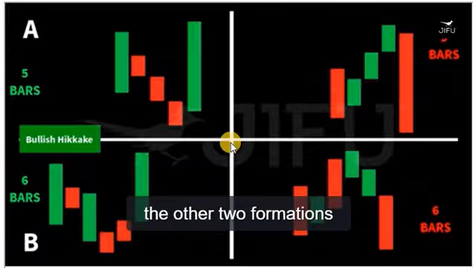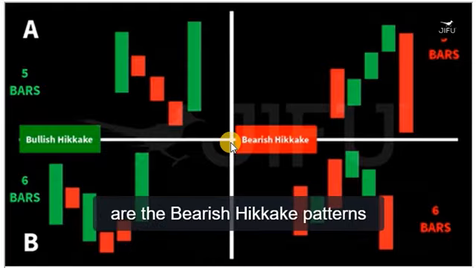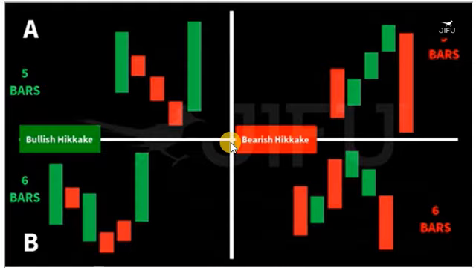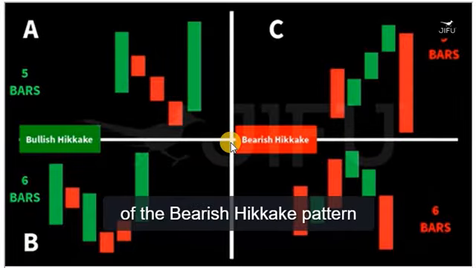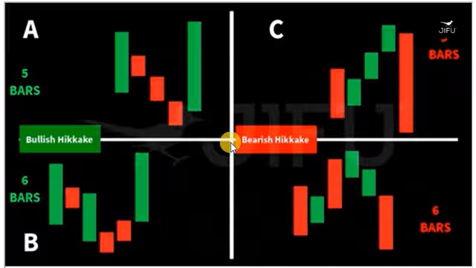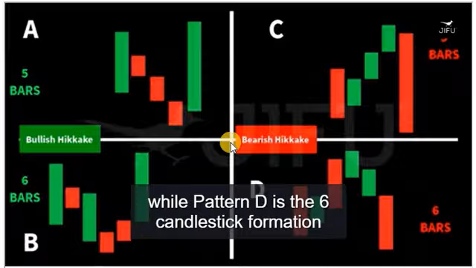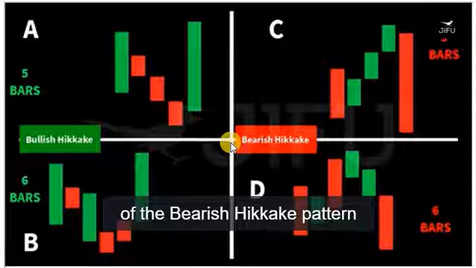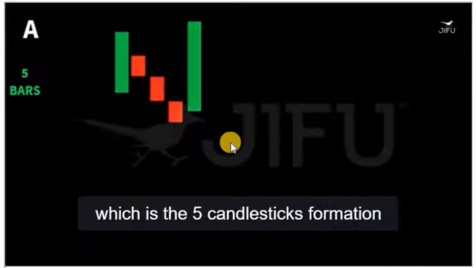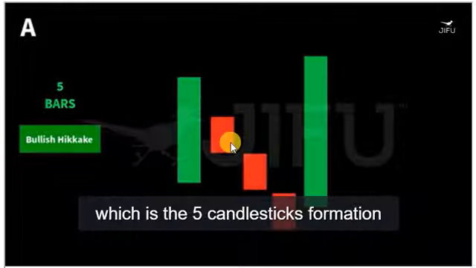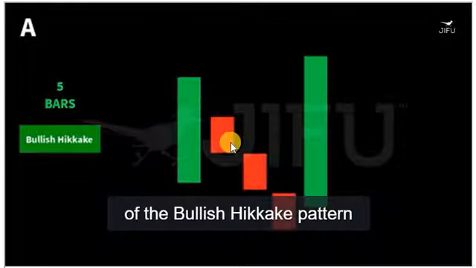The other two formations on the right-hand side are the bearish Hikaki patterns. Pattern C is the 5 candlesticks formation of the bearish Hikaki pattern, while pattern D is the 6 candlestick formation of the bearish Hikaki pattern. Let's study pattern A, which is the 5 candlesticks formation of the bullish Hikaki pattern.